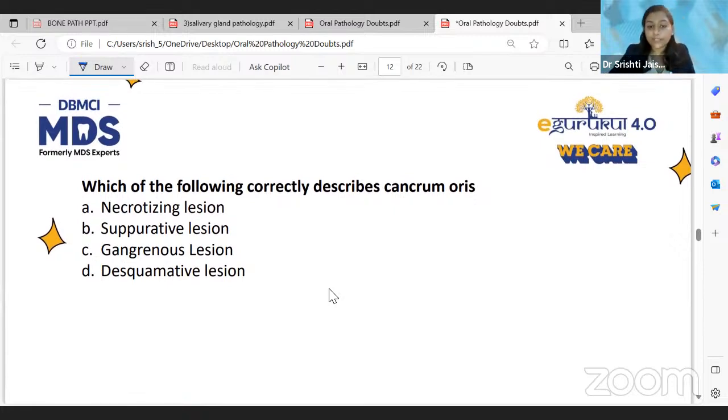Now, which of the following correctly describes cancrum oris? See, the options are slightly confusing here. We know that cancrum oris is a very degenerative kind of disease. It affects the oral cavity, lips, all over the area. It destroys everything. But what kind of lesion is it? It is either necrosis, suppurative, gangrenous, or desquamative. Can anyone answer me? It is a necrotizing lesion or a gangrenous lesion.